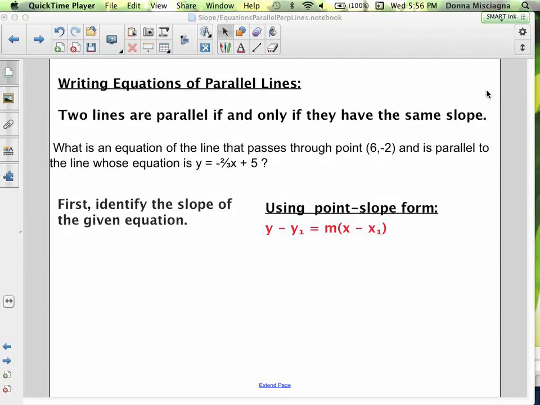In this podcast, we're going to be writing the equations of parallel lines. I know it took us a while to graph. If you watched the last one, you know it took us a little while to graph. This one's going to be a real quick lesson, right?